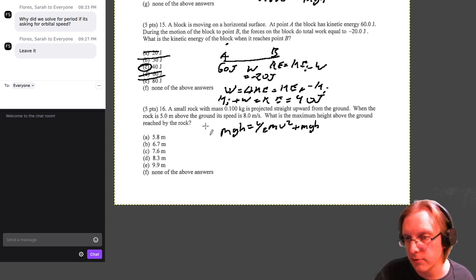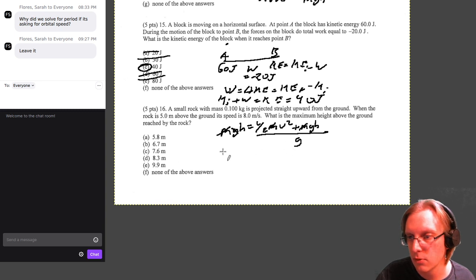So our initial state, 5 meters above the ground, goes here, with that kinetic energy for 8 meters per second. We want to know final height. We don't care about that m, it cancels out. And we'll go ahead and divide g to the other side. So we find that h is equal to v squared on 2g plus the h initial, just like I was going to before.